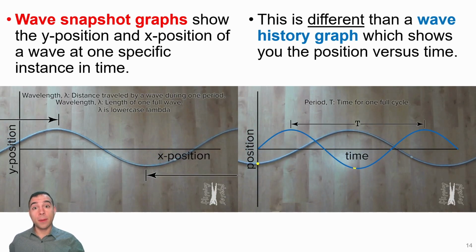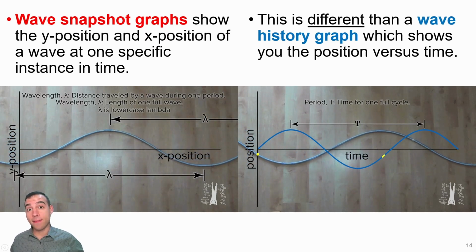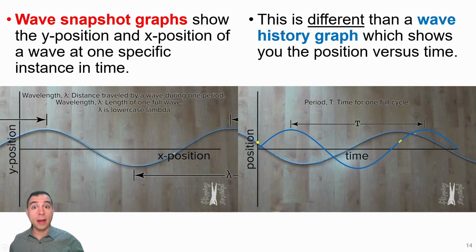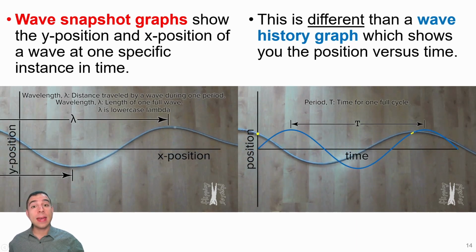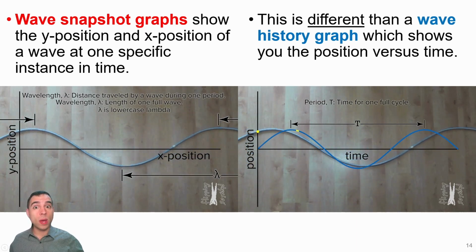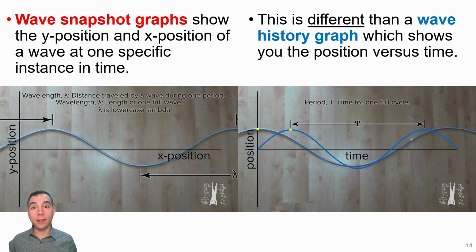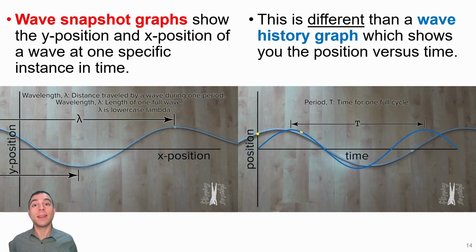So here's an example of a snapshot graph versus a history graph. You can see in the snapshot graph that we have the Y position plotted versus the X position, and in the history graph you can see that we have the position of the wave or its displacement versus time. So that'll cover everything for Unit 11A. I'll see you in the next one.